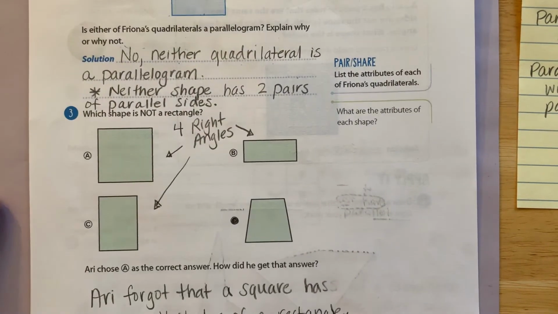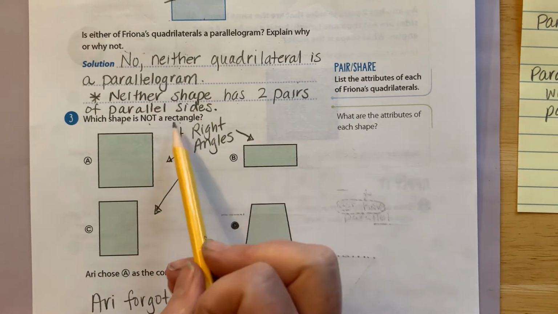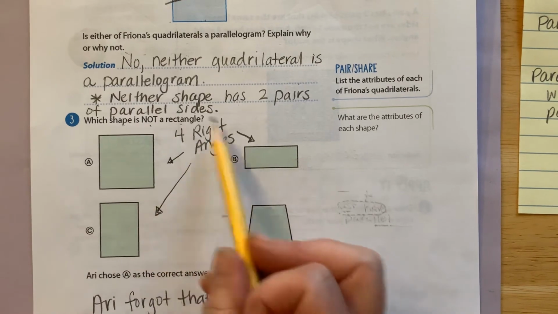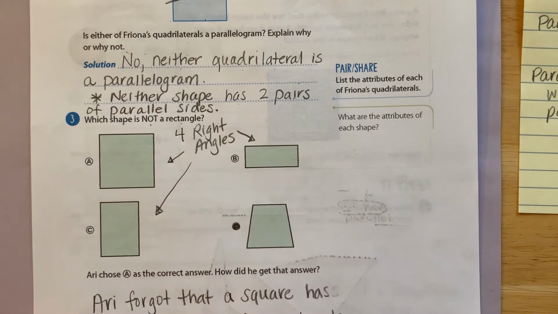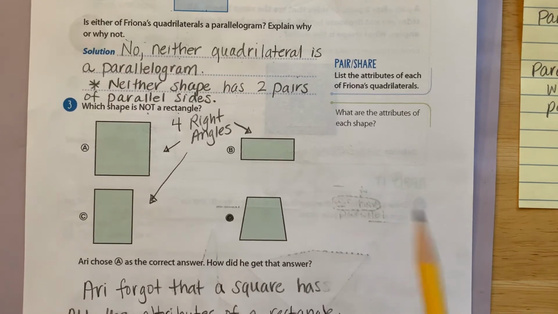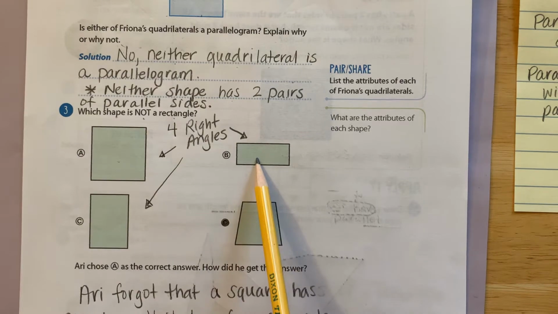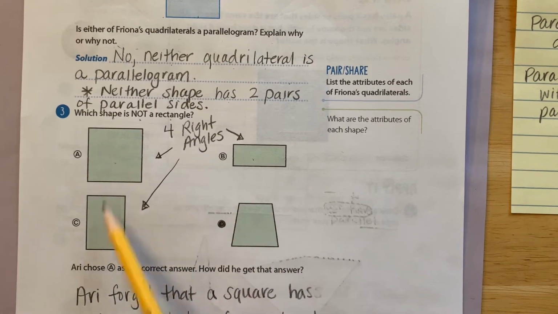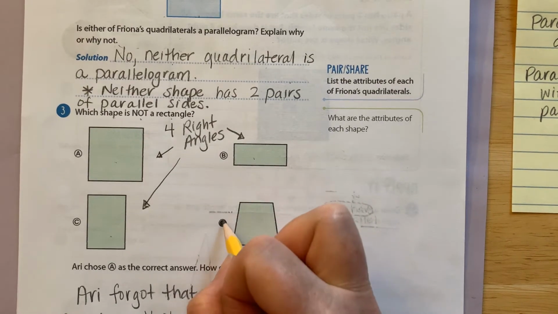Okay, number 3. Which shape is not a rectangle? Remember, in order to be a rectangle, you have to have 4 right angles. And so anything that has 4 right angles is going to be a rectangle. So A, 4 right angles, B, 4 right angles, and C, 4 right angles. Those are all rectangles. And we're looking for the one that's not. So you should have marked D.